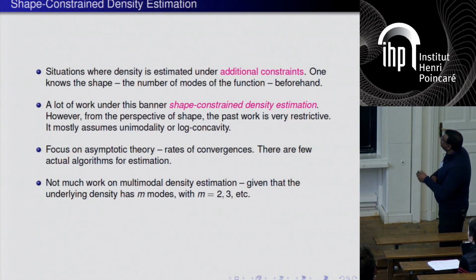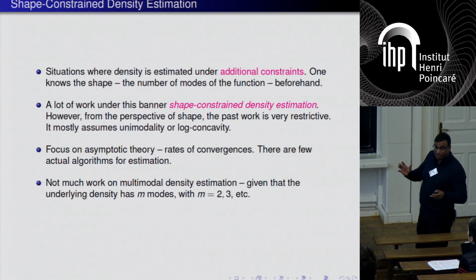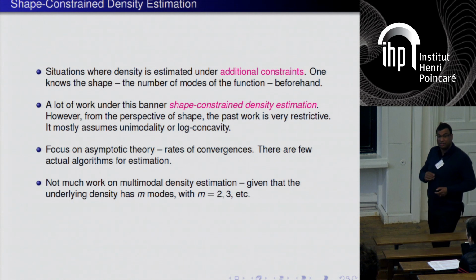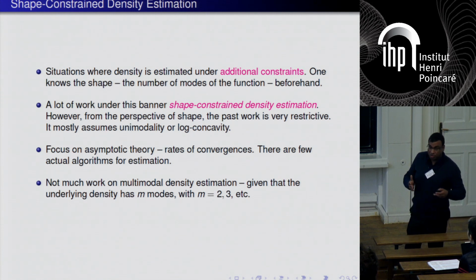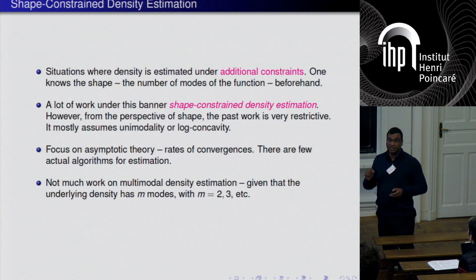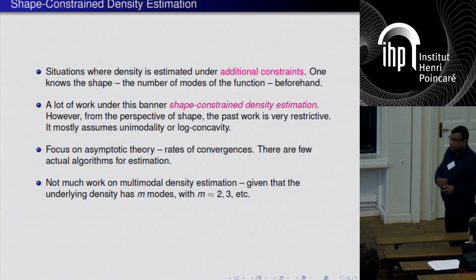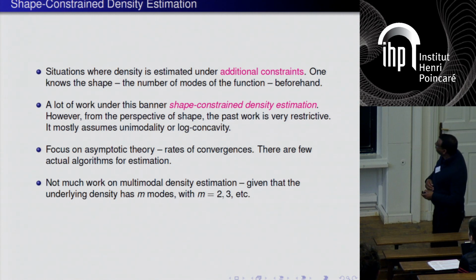So it turns out there is a huge community. There is an area called shape-constrained density estimation. It does go back to my mentor, Ulf Grenander, in the 1950s. He wrote the classic paper on how to estimate a density under a unimodality constraint. That you know the density is unimodal, how do you estimate it? So he wrote the first asymptotically efficient estimator for that.